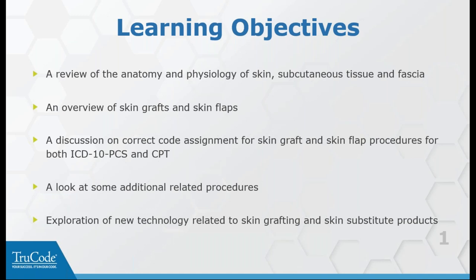So first off, I wanted just to do a quick review of the anatomy and physiology of the skin, subcutaneous tissue, and fascia. And starting with the skin, it is the largest organ of the body. It functions as a defense mechanism. It regulates body temperature and senses pain and heat. The skin is divided into three layers.